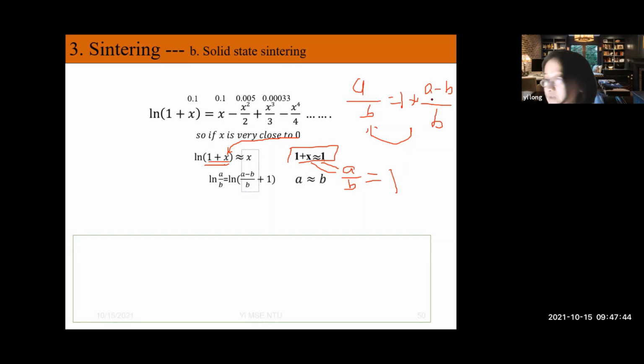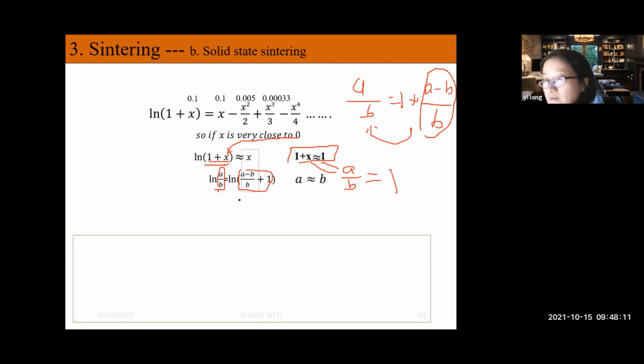So a over b, I just do a very small manipulation. I take out 1 here because I know I need something which is x here. So then this a minus b over b is equal to the x. Is it correct? This is very straightforward. So a over b equals a minus b over b plus 1.